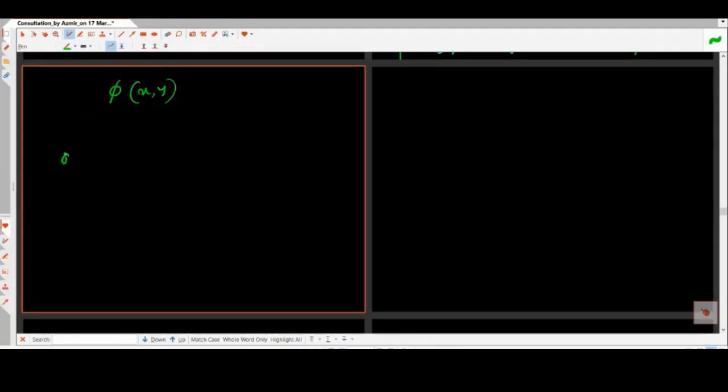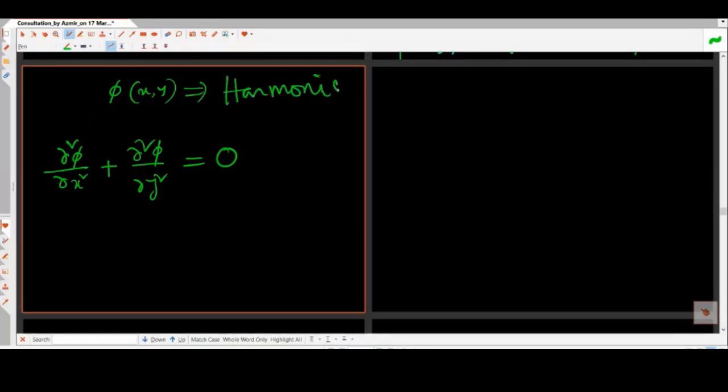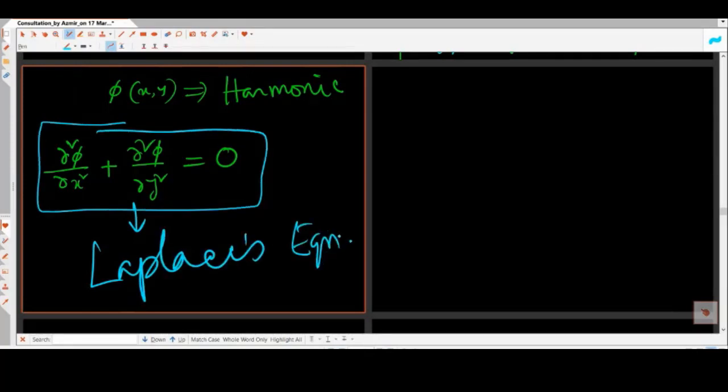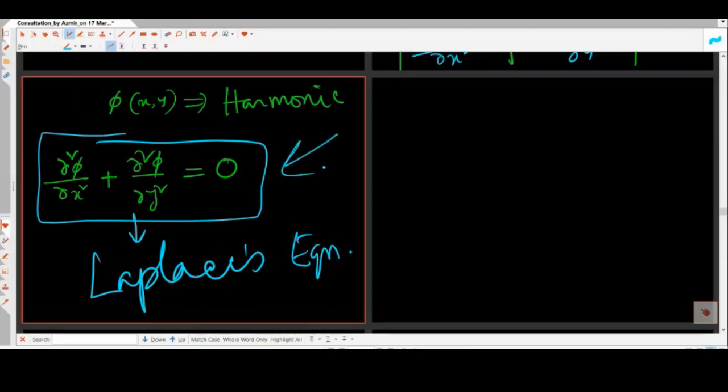the Laplace's equation. The second order partial derivative with respect to x plus the second order partial derivative of this function with respect to y. If the summation of these two becomes 0, then we can say that this function is harmonic. And the equation that I have written here is called the Laplace's equation. So this is the general definition.